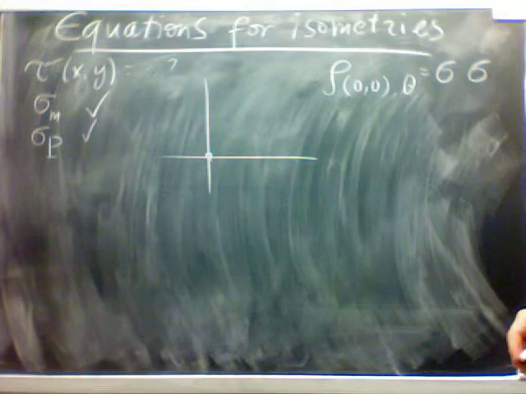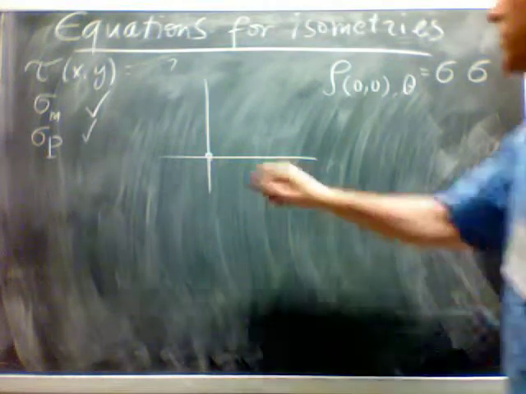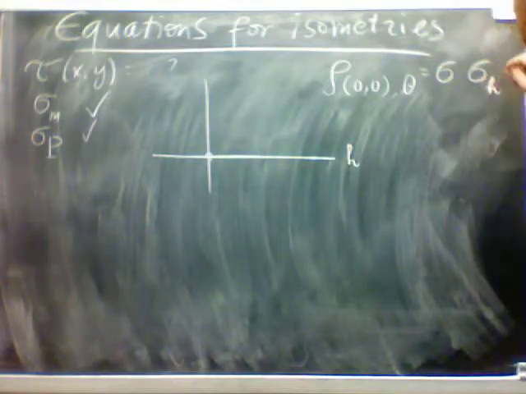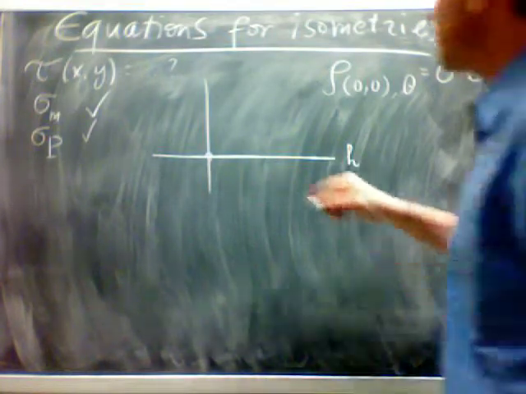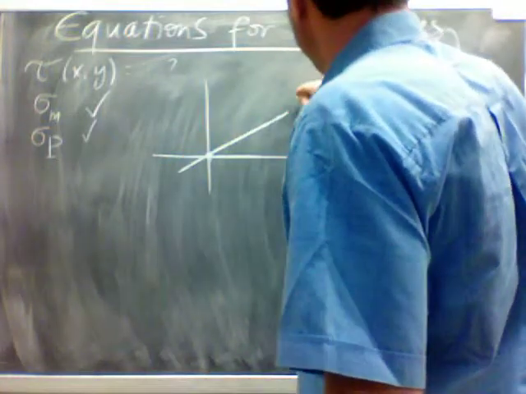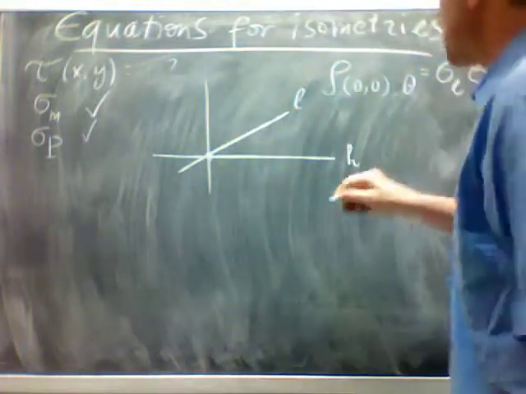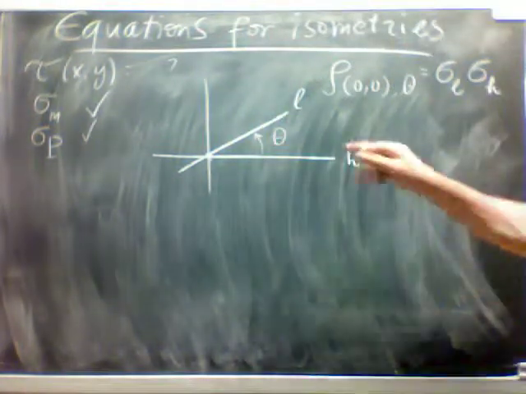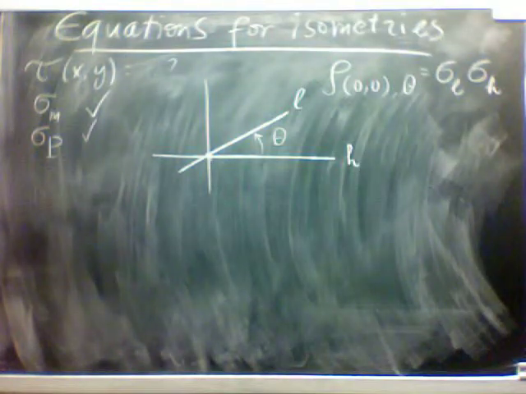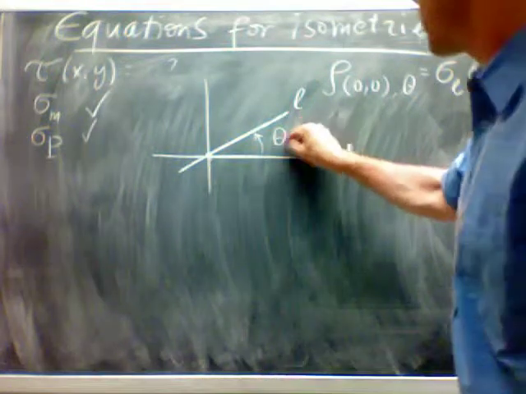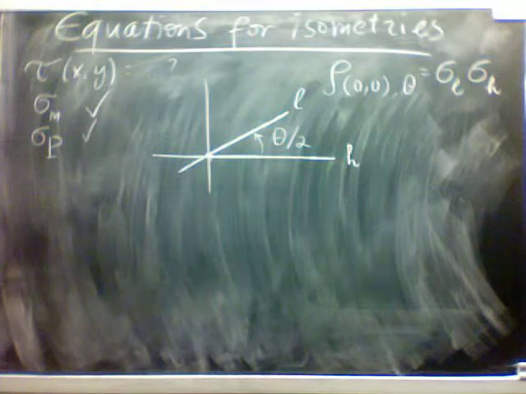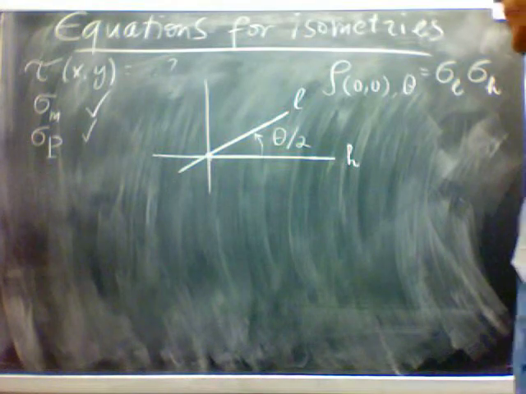What do you think? Well, how about x-axis? Line H followed by a reflection on line L, which is directed angle of theta from H, correct? Wrong. Exactly what's wrong? Theta over 2. Now it's correct. So how do we figure out the equations for these?